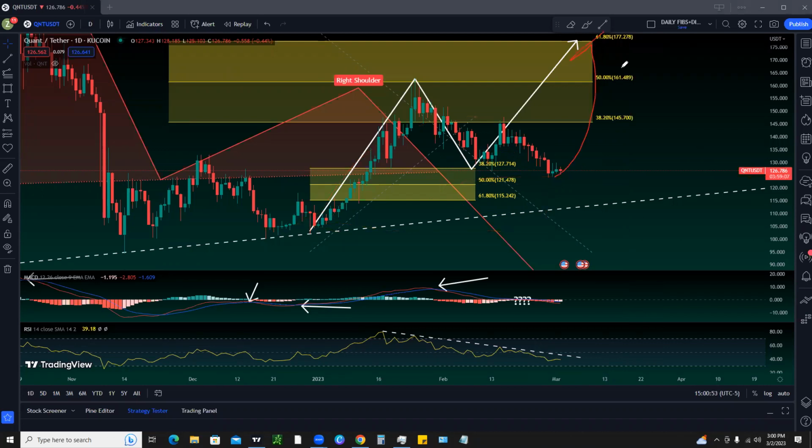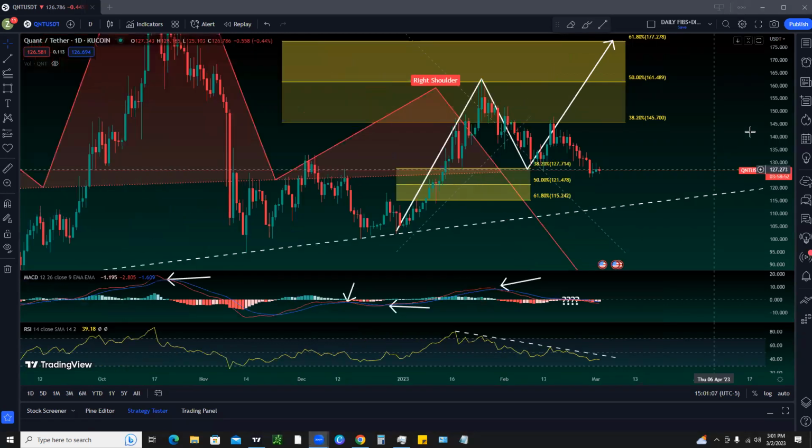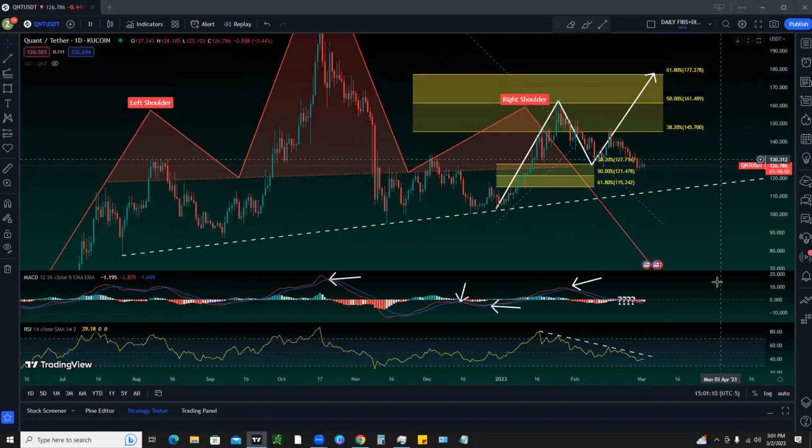But we're doing a good job of staying above the 50% retracement level right now. And above there, we have some price targets to the upside of 145.70, 161.489, which was a valid resistance already here in the past, and we're starting to pull back from there. And above there, we have 177.278. So these are the key levels that I'm looking at on Quant right now.